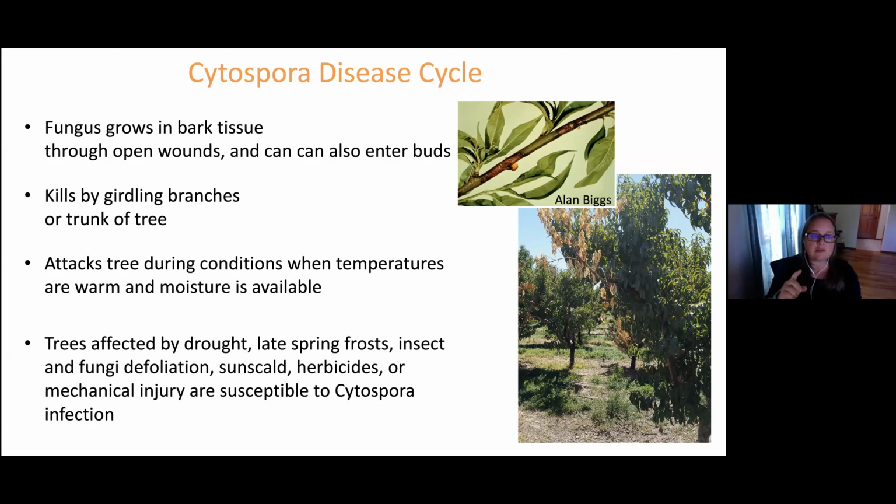It attacks trees when conditions are warm and moist is what we think, but we do know that it can grow year round. We do know for sure that it affects trees that are affected by drought, spring frost, insect damage, sun scald, anything where you had some sort of damage to the tree. These areas are susceptible to Cytospora infection. You can see some sad trees here where you can see flagging. So typically Cytospora will start out in the smaller branches, and then it will move in.